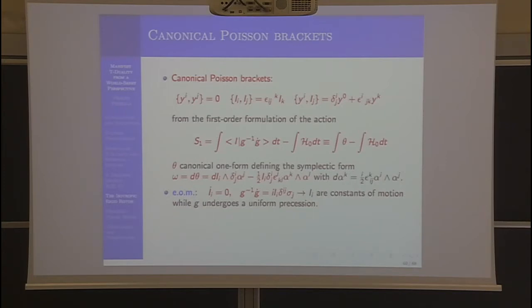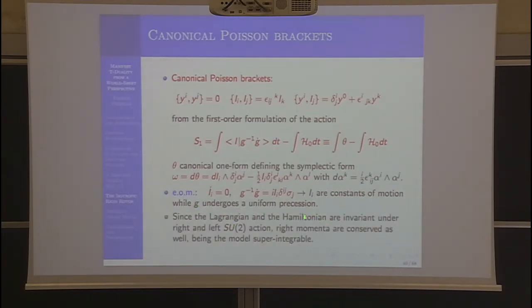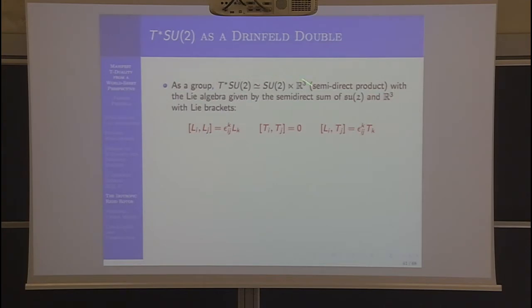Also in this case, we can consider the equations of motion, which actually represent the constants of Pi_i, while g undergoes a uniform precession. Now, since the Lagrangian and the Hamiltonian are invariant under right and left SU2 action, right momenta are conserved as well, the model being superintegrable. As a group, T star SU2 is isomorphic to the semi-direct product of SU2 and R3, and the Lie algebra is given by the semi-direct sum of su2 and R3 with these Lie brackets. We can say that the cotangent bundle is actually the most direct example of the Drinfeld double, since it is obtained by exponentiating the semi-direct sum of two Lie algebras. So this is, of course, the algebra connected to R3, and this is the algebra connected to SU2.